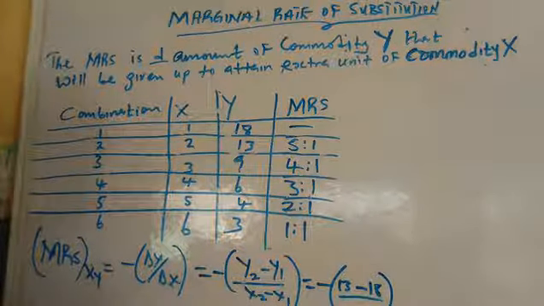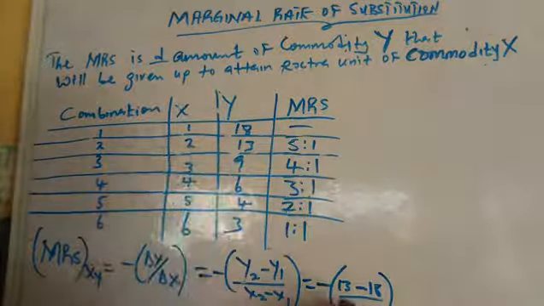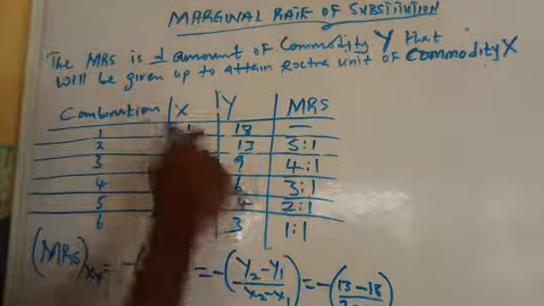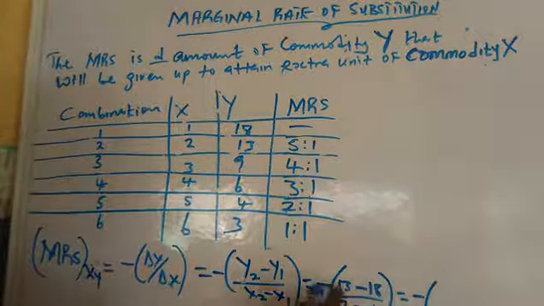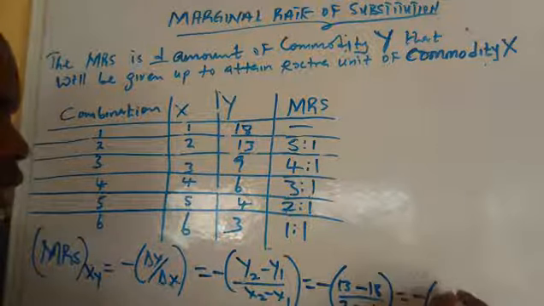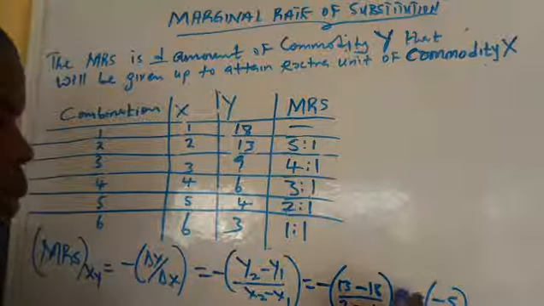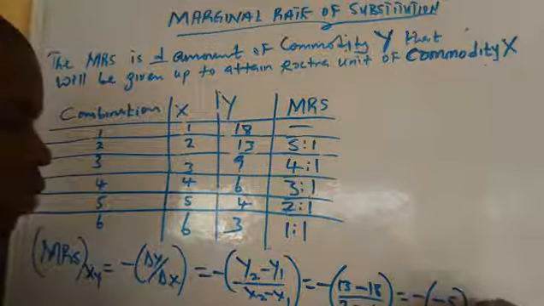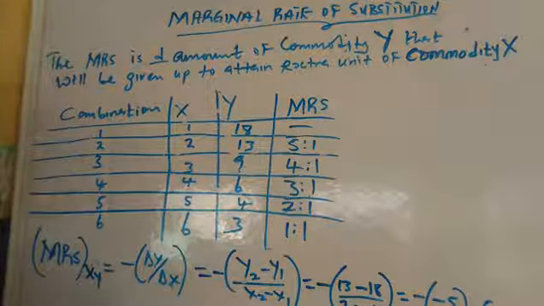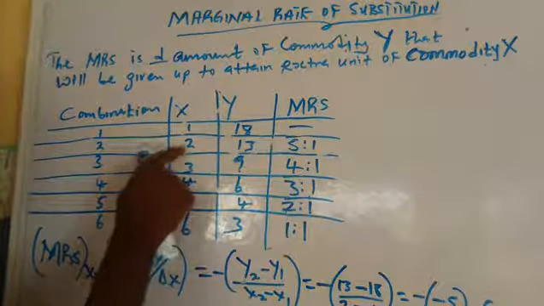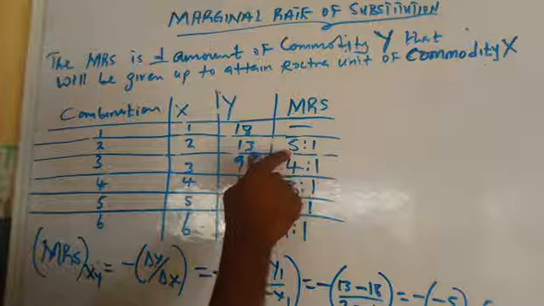Over, that is upon X2. X2 is the X on the row we are working on, which is 2. Minus X1, which is the one before it. So at this point, I'll be having minus brackets 13 minus 18, that will give you minus 5, over 2 minus 1, which is 1. The minus times minus will give me 5 over 1. That is why I have 5:1. For the extra one, we have foregone 5 of commodity Y.